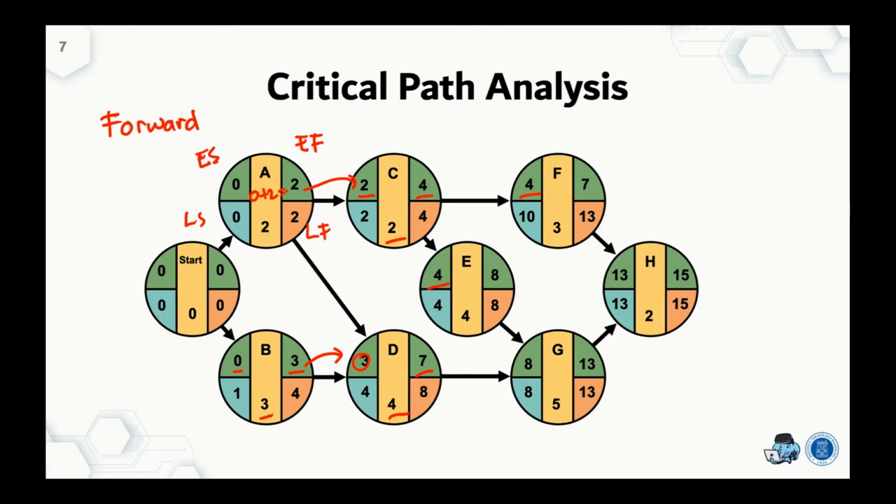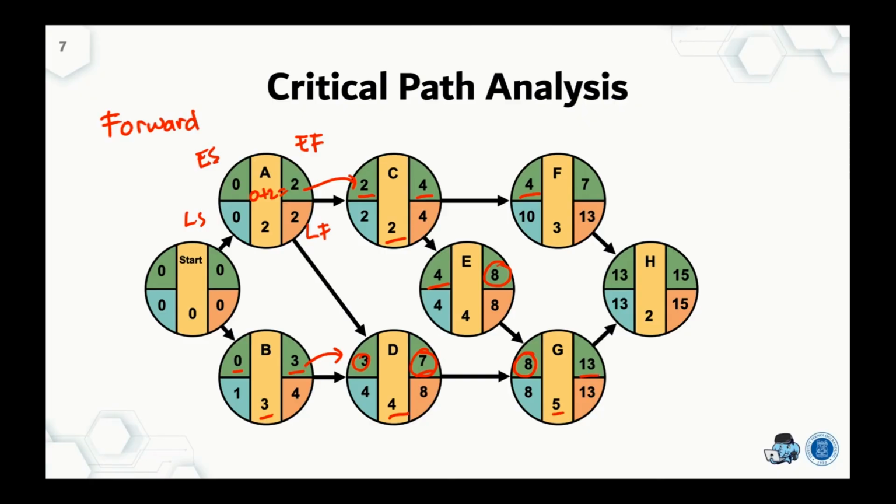Then let's see here, activity E and activity D. Activity D finishes at 7, but activity E finishes at 8. So which one should we put in G? We should put 8 instead of 7, because activity E finishes at 8 and D already finished, so D should wait for E, because G needs D and E at the same time. So this should be 8 here, and 8 plus 5 becomes 13.